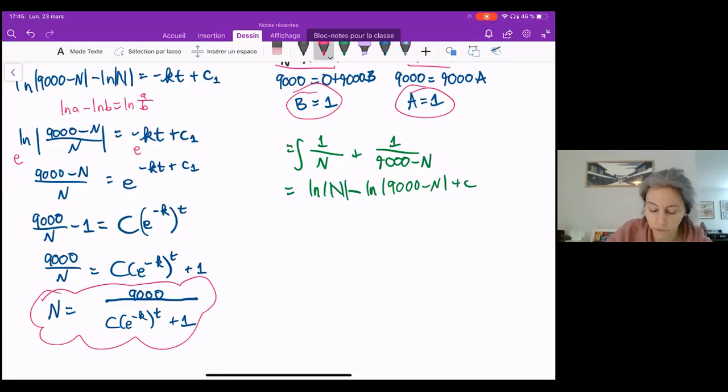Now we need to solve for C and we need to solve for k. So we're going to use our two initial conditions to do that. Initial conditions.